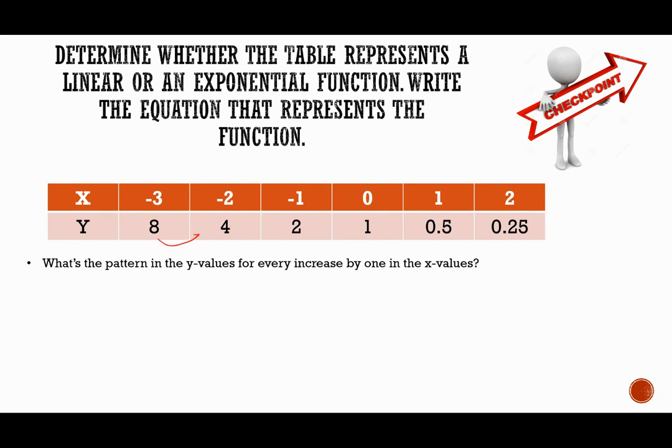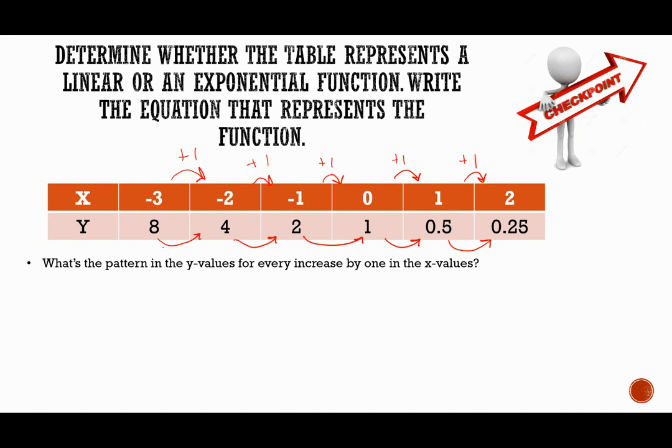So from 8 to 4, 4 to 2, 2 to 1, 1 to 1/2, 1/2 to a fourth. And just double check always. It's a good idea just to be safe because people like to trick us. Are my X values increasing by 1? Just always double check that. They are in this case, so I don't have anything to worry about in terms of tricks.